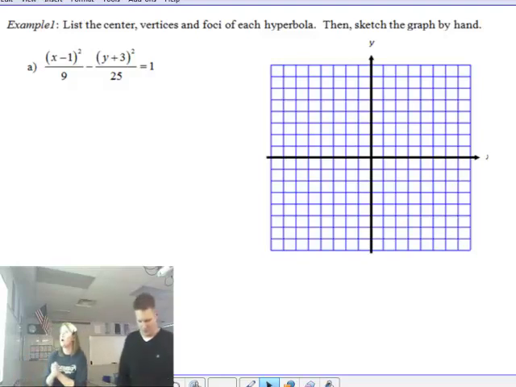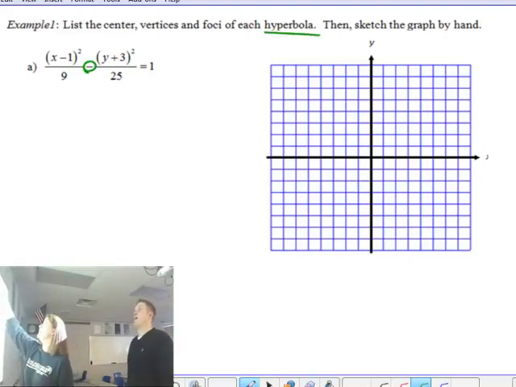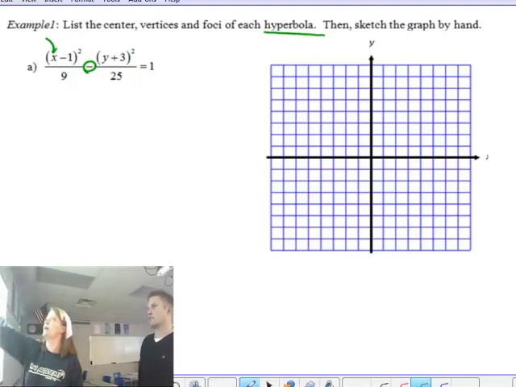So again, when you see an equation, the first thing you should ask yourself is, first of all, what shape is it? Second of all, is it horizontal or vertical? So Mr. Manson, what do you see? Well, we got the negative, so we know we're dealing with a hyperbola. And we got the x term leading the way. So it looks like we're dealing with a horizontal hyperbola.